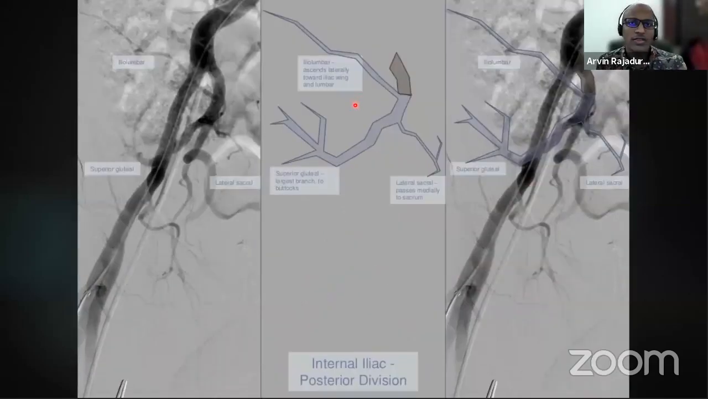So this is actually showing the posterior division of the internal iliac. So this is your iliolumbar artery, as you can see, going up here. The superior gluteal artery is the largest branch that goes to the buttock, and you've got the lateral sacral artery coming here. So this is what it looks like on the angiogram, and this is what we generally see.